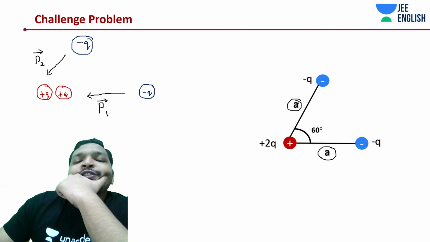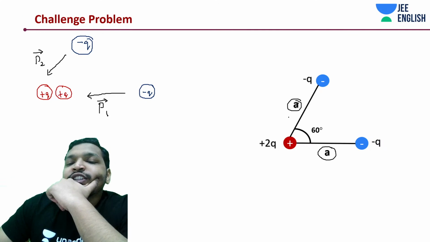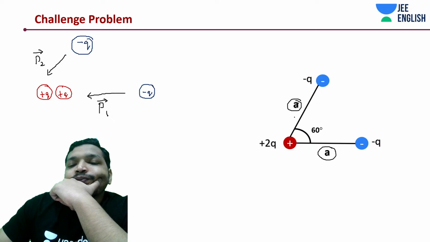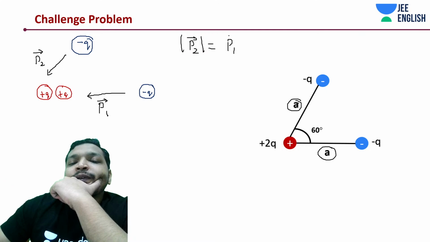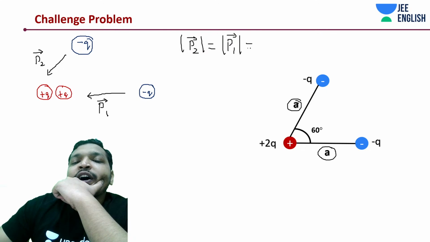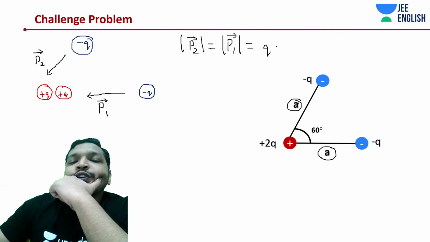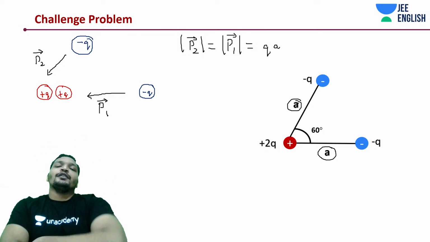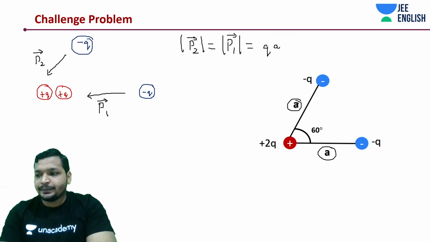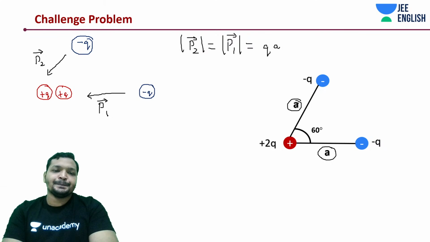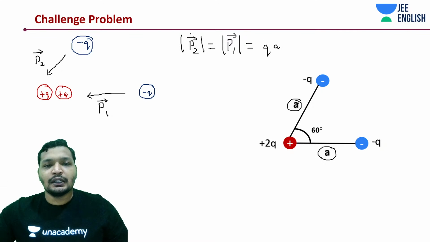So one thing, if you observed, both of them have the same magnitude, right? What is the magnitude of p2, guys? The same as the magnitude of p1, isn't it? How much is that? Like q into a, the magnitude of charge multiplied by the distance of separation between them. That is it.